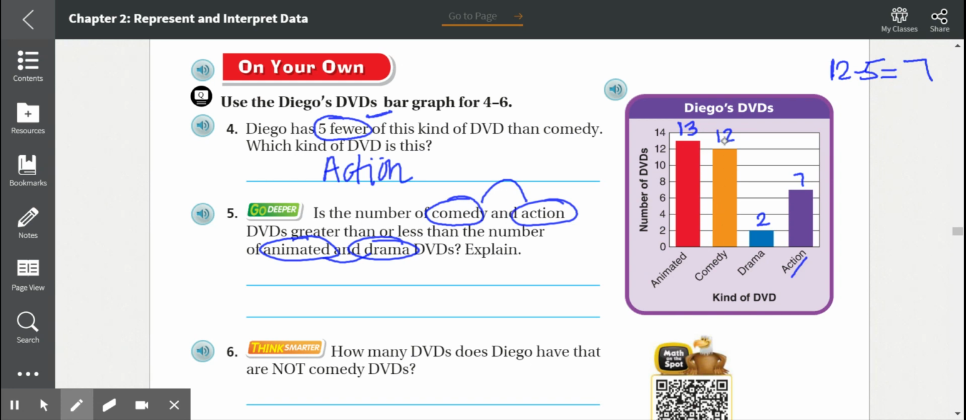So comedy is 12 and action is 7. So we're going to do 12 plus 7. Well, 2 plus 7 is 8. Oh, I'm sorry, that's not right.